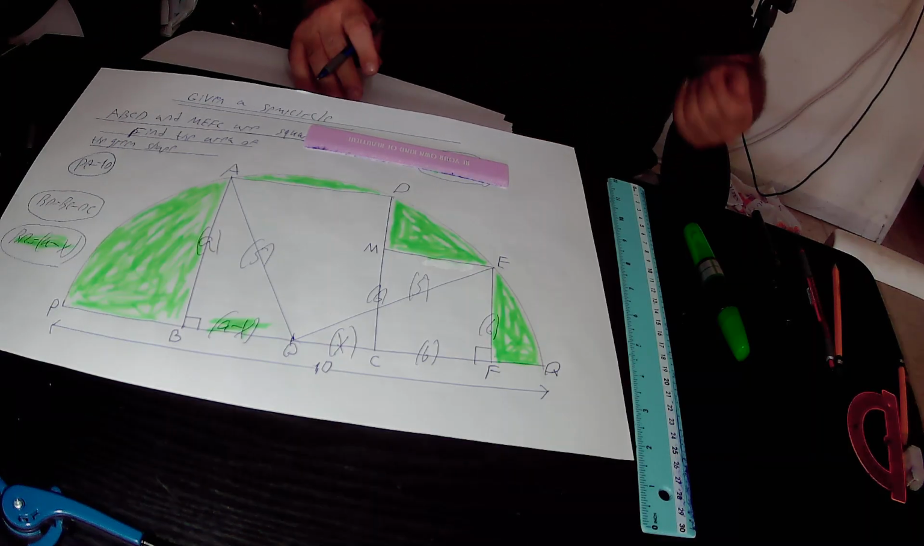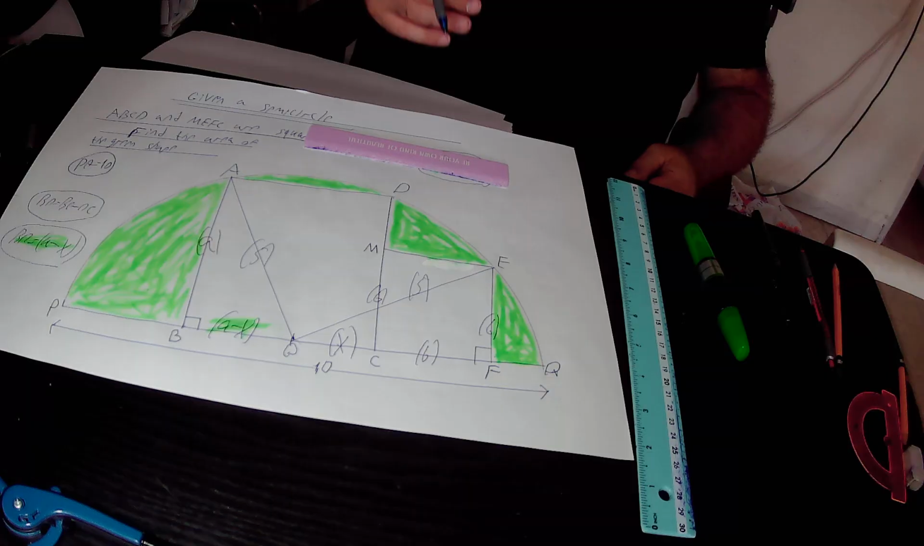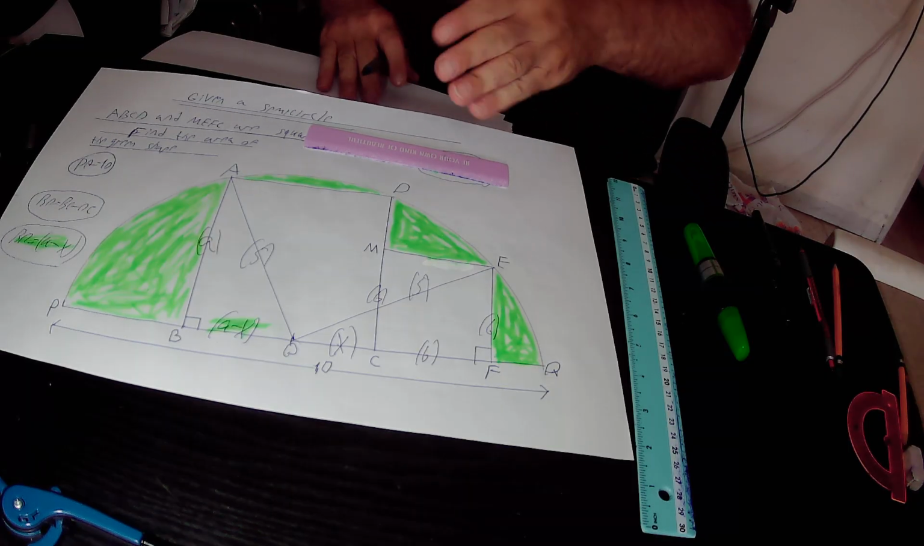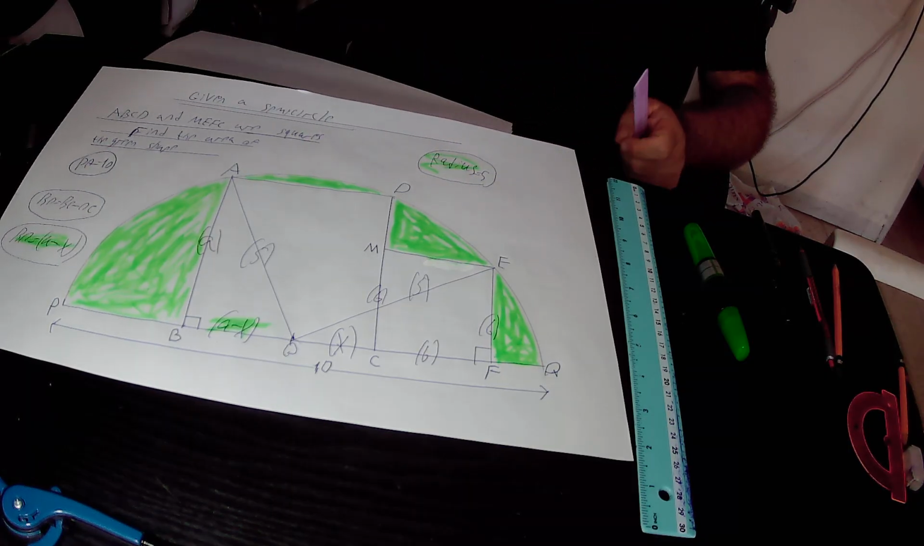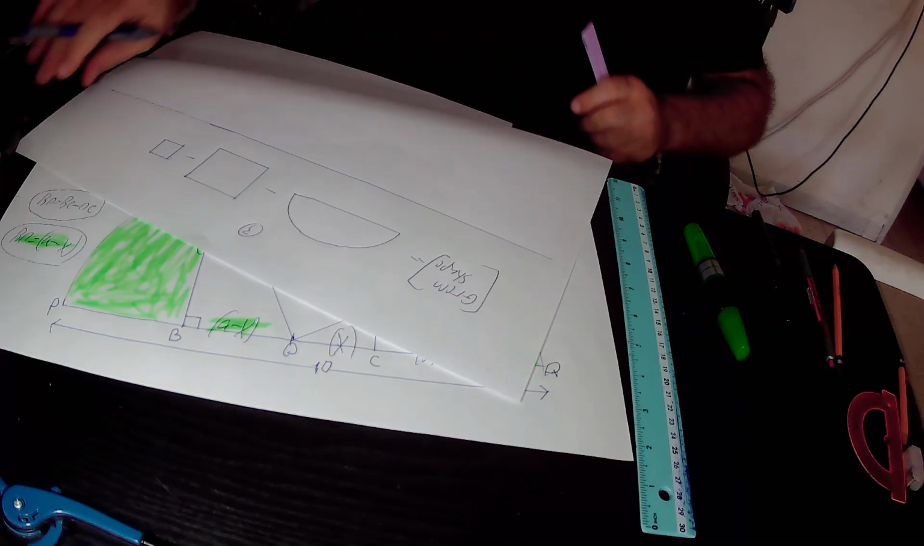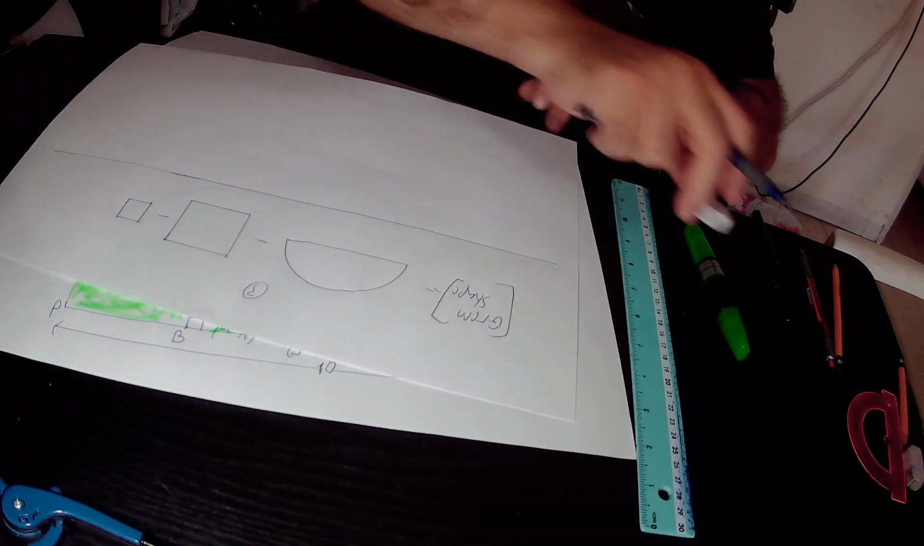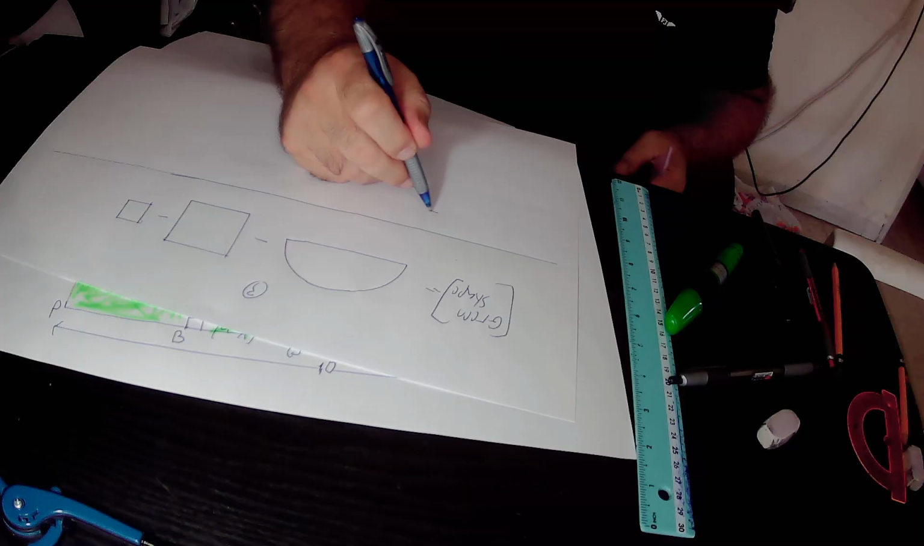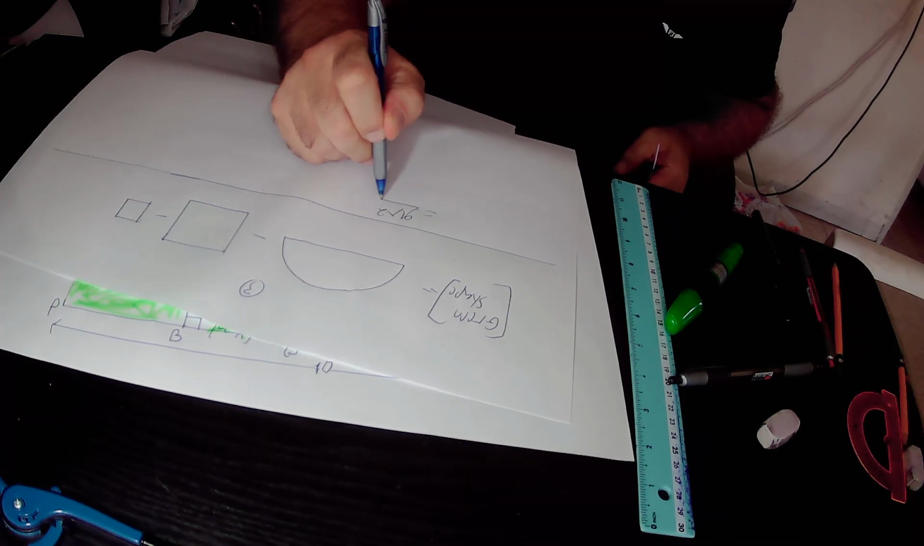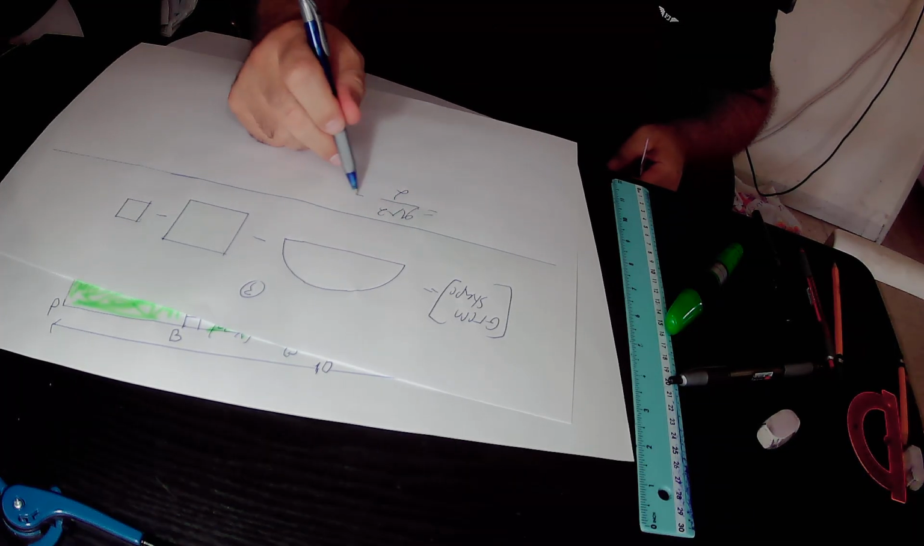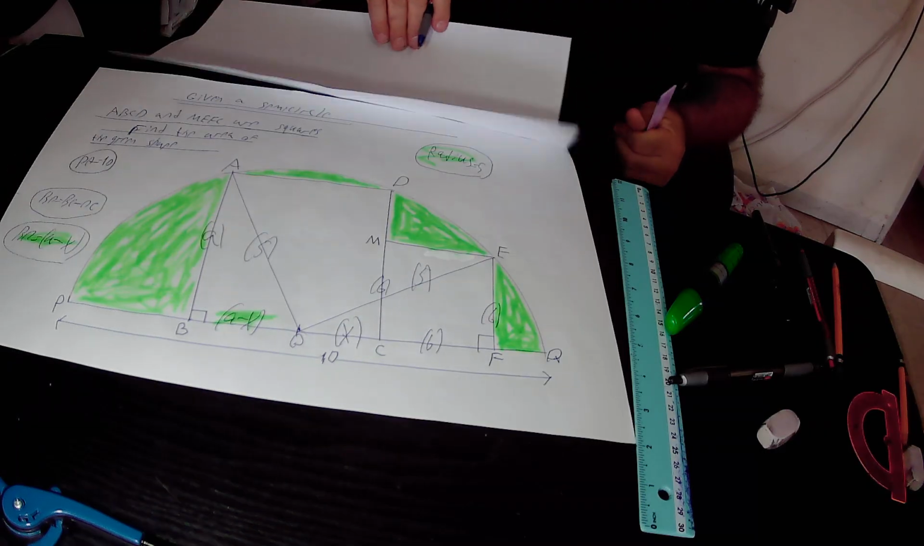Actually, the area of any semicircle is the area of the circle over 2. That is to say, it is pi r squared over 2. So the area of the semicircle is pi r squared over 2, minus the area of the big square ABCD.